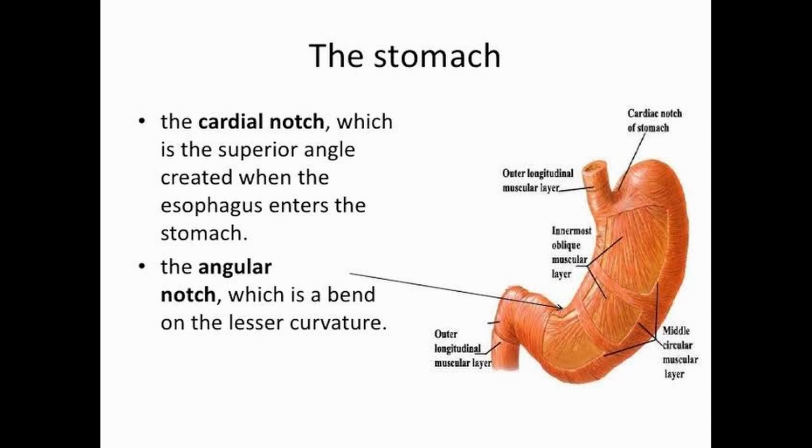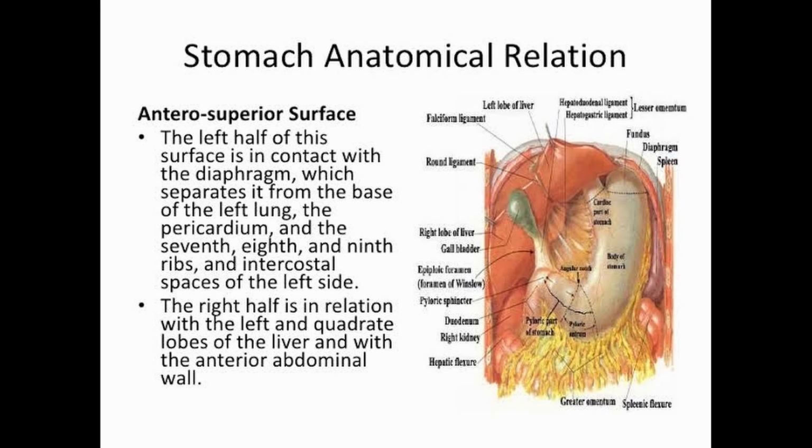As you can see on the diagram, the cardial notch is present near the cardia and the angular notch is present near the lesser curvature. So these are the stomach notches. Now we discuss the relations of the stomach. We discuss the anterior superior surface and the posterior inferior surface.